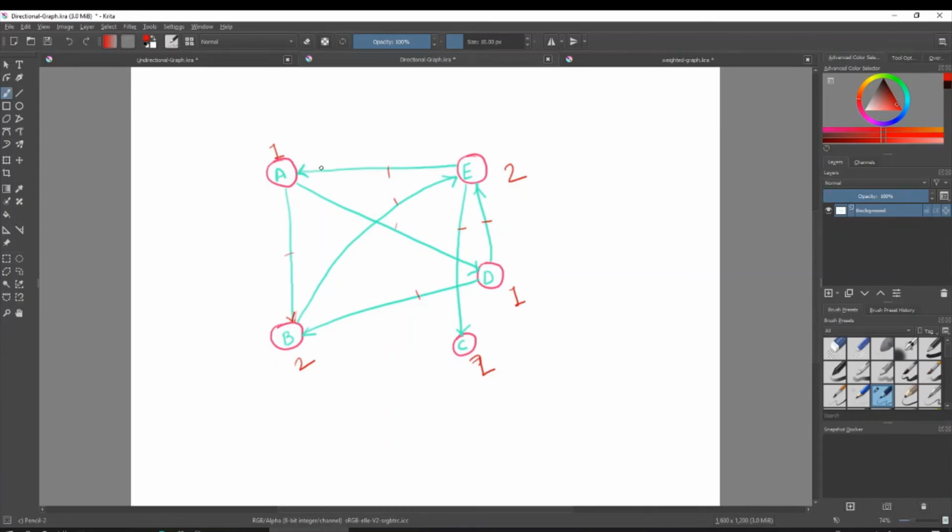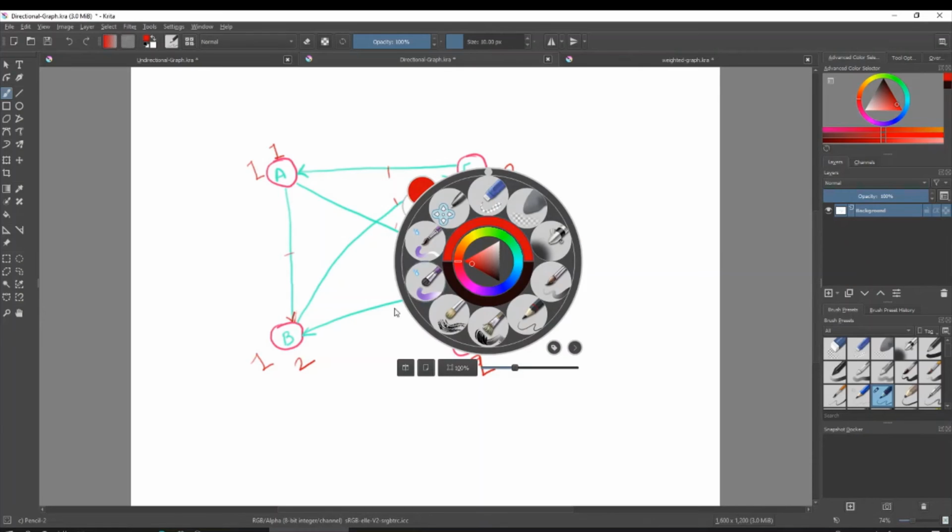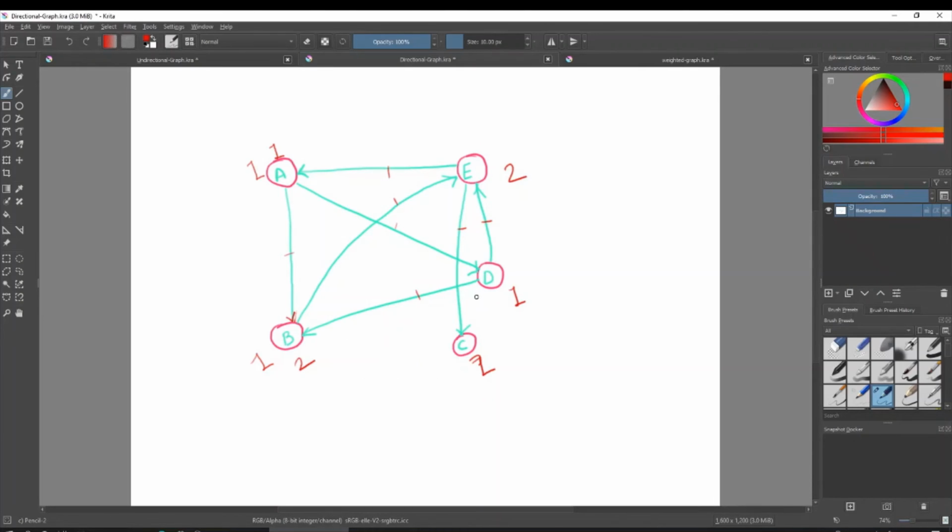Even if you count the out degree of all the vertices, vertex A has out degree of 1 because this edge is going out of vertex A. Vertex B has out degree of 1. Vertex D has out degree of 2. Vertex E has out degree of 2. And if you count the sum of the out degrees, that should also be equal to the number of edges.